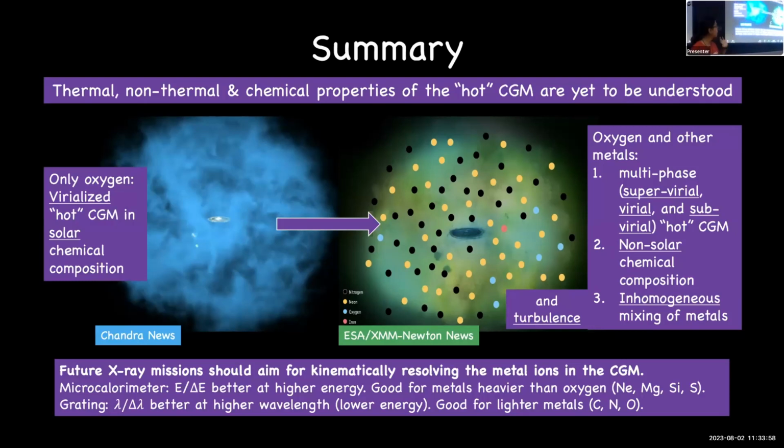So the summary is basically that going from just oxygen to multiple metals, we are finding that there is more than one phase. The chemical composition is different, and that is helping us to understand the past galactic outflows of the Milky Way. So the future X-ray missions should really look, since they're going to have a better spectral resolution, they will allow us to disentangle between the line broadening and line-of-sight velocities, and that would help us to better understand how the galactic outflows are impacting the CGM. So, yeah. Thank you.